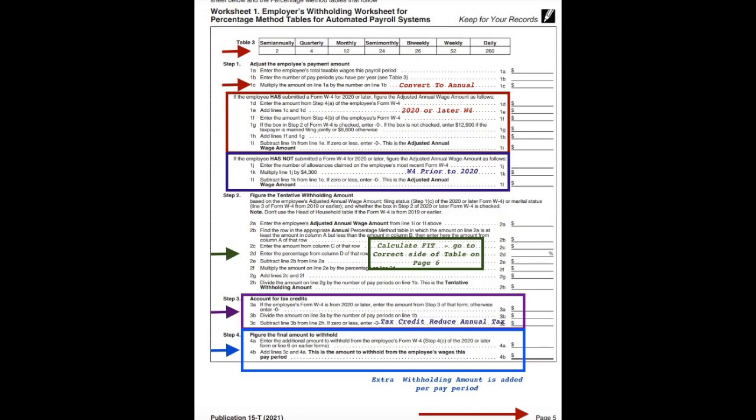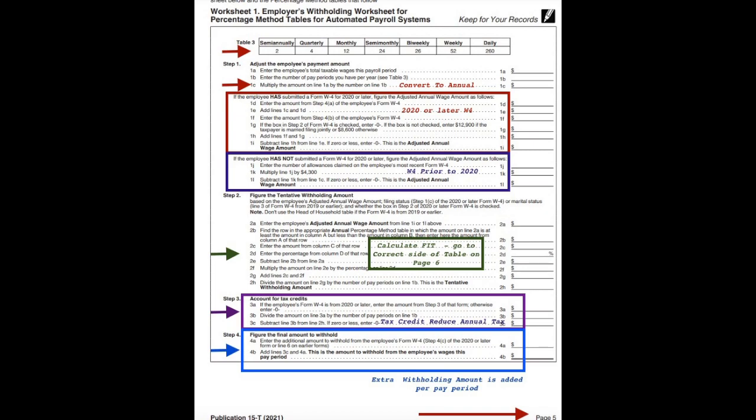In step 1, you are seeing the 2 portions that are highlighted in red and blue. The red portion is used when the W4 is from 2020 or later. The blue portion is used when the employer has to calculate federal income tax using information from the old W4, that is the W4 prior to 2020. Let's look at the details of the red portion first, that is the 2020 or later W4.